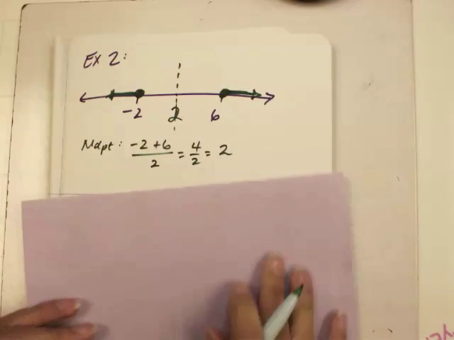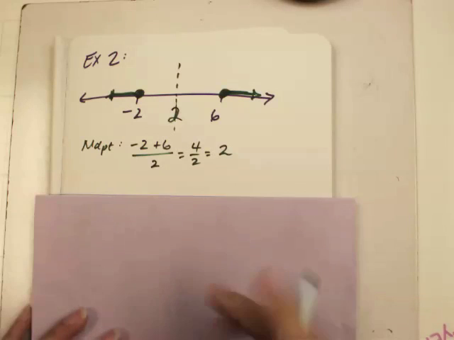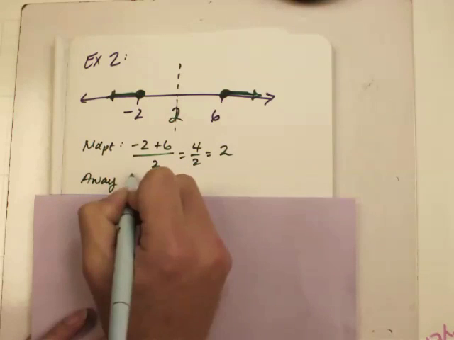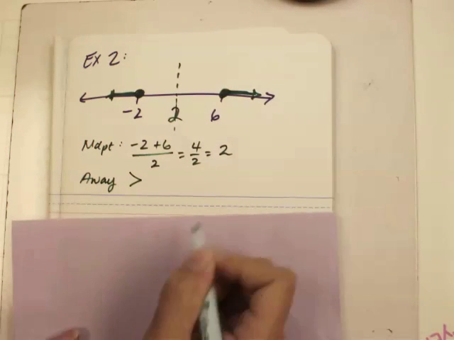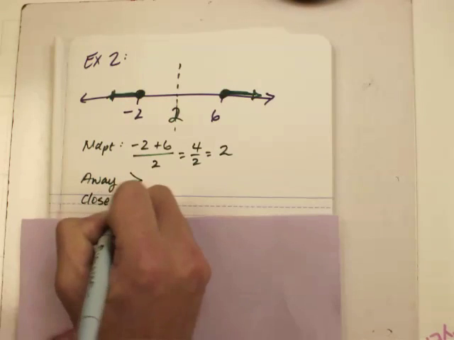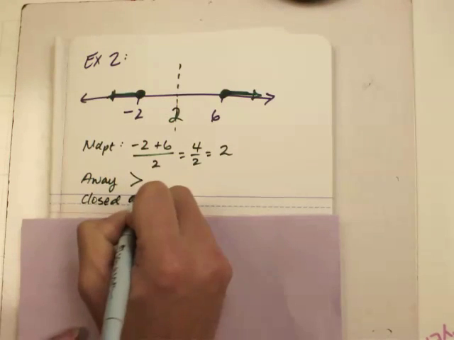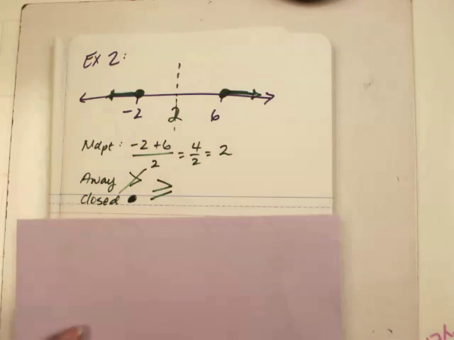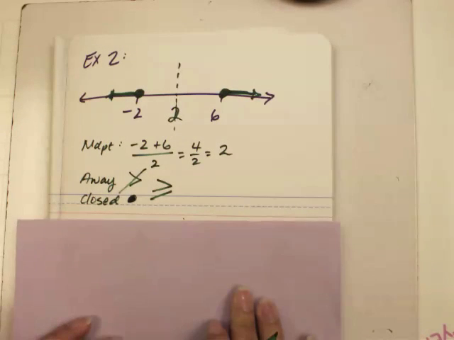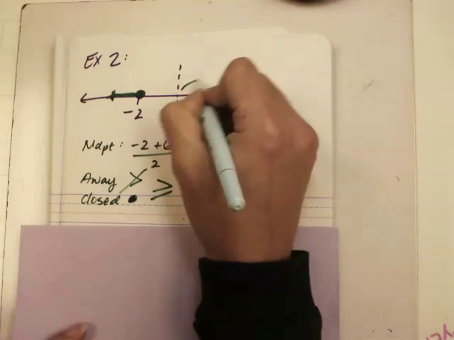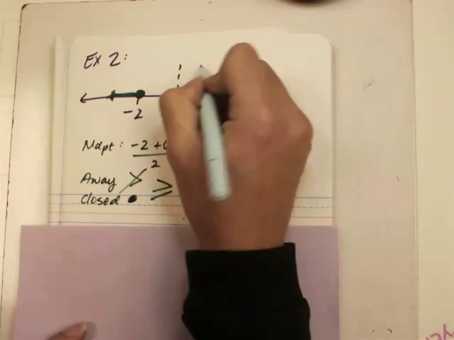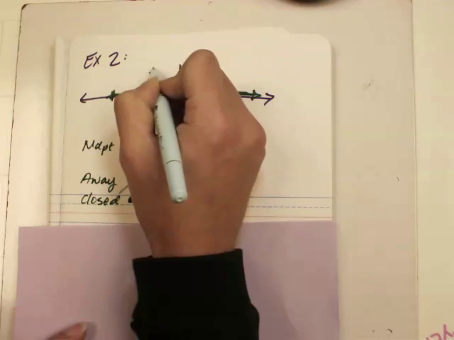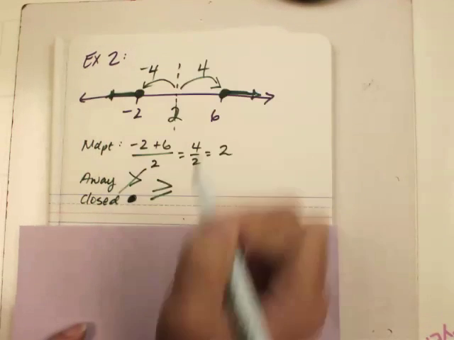Okay, and what else do we know about this? We know that it's pointing away, so we have to use the greater than symbol. We know that it's a closed circle, so we have to use not this, but greater than or equal to. Okay, and now we just need the distance. Taking a look between 2 and 6, looks like distance 4. Between 2 and -2, that's 4 as well, the 4 in the negative direction.